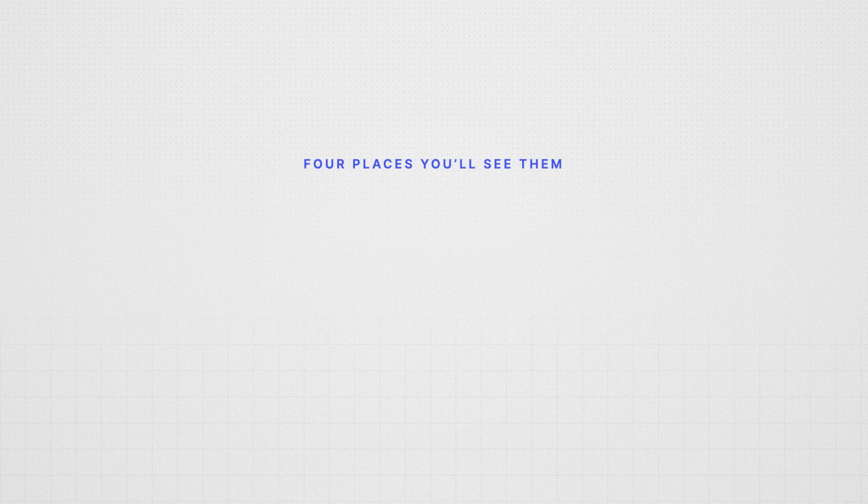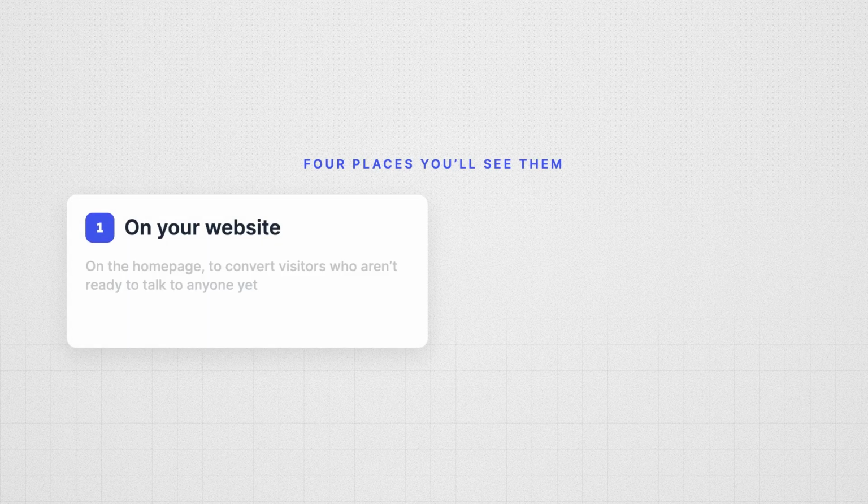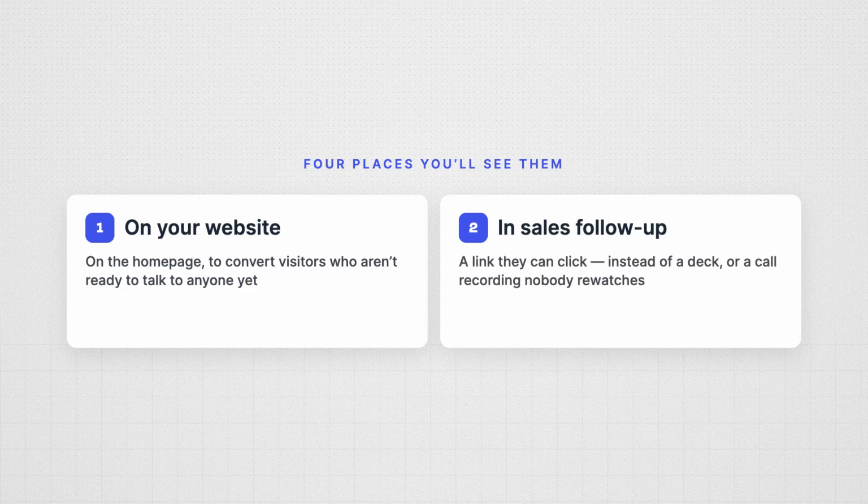Now, you're going to see interactive demos in 4 different places. You'll see them on your website, likely in your homepage to convert visitors. If you interact with a salesperson, you might get a follow-up email with a link to an interactive demo rather than a presentation or a recorded call that nobody wants to listen to again.